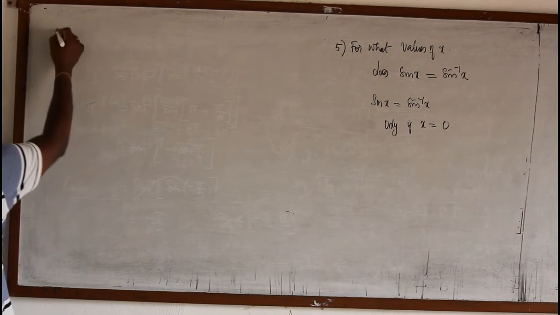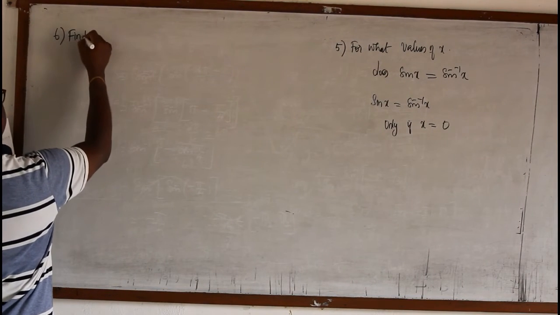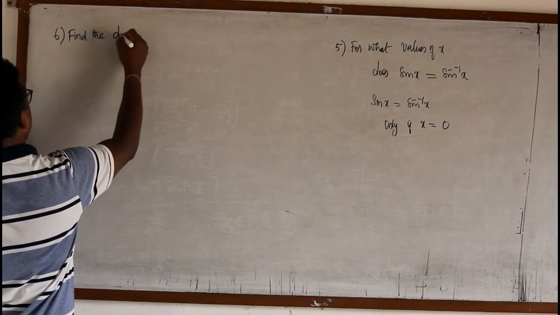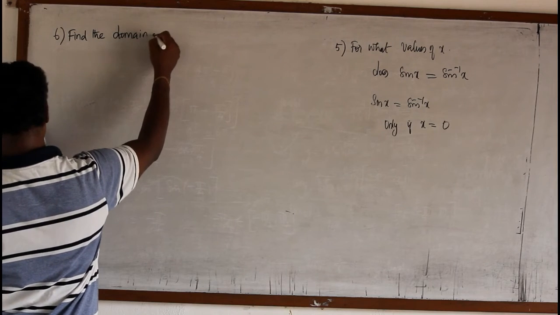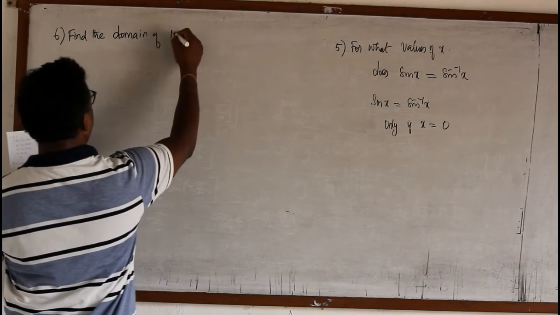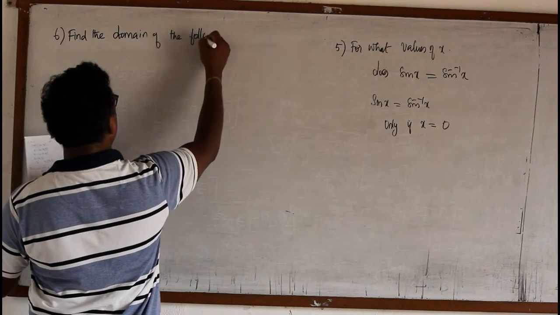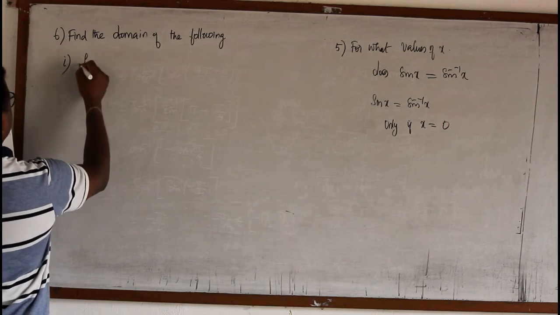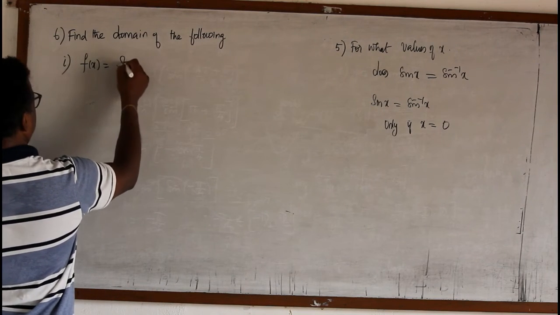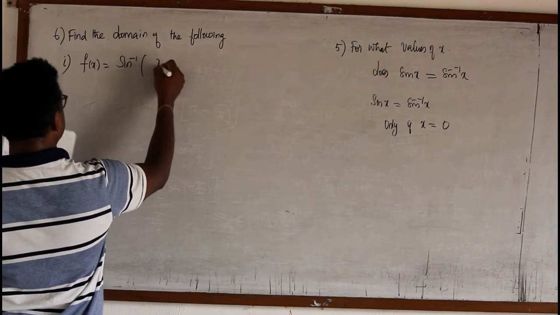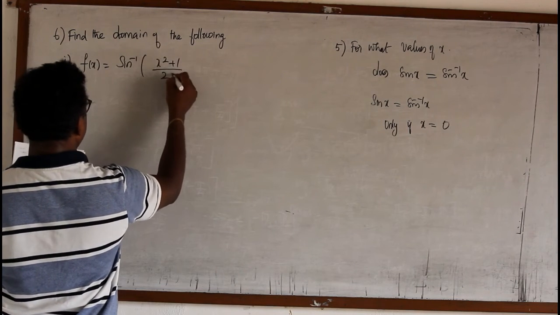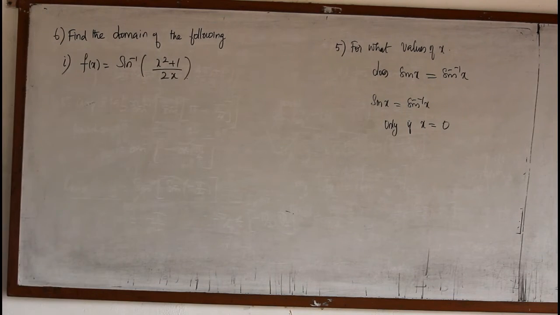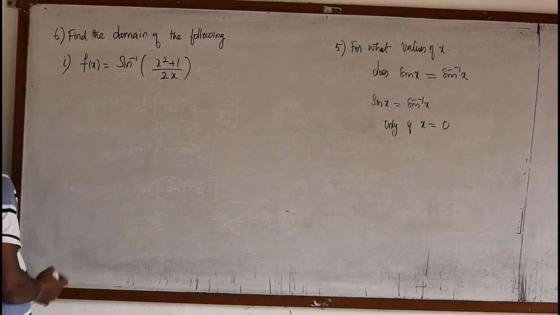Sixth problem. Find the domain of the following. Under the first one, f of x equals sin inverse of (x square plus 1) by 2x. We can do this somewhat elaborately.